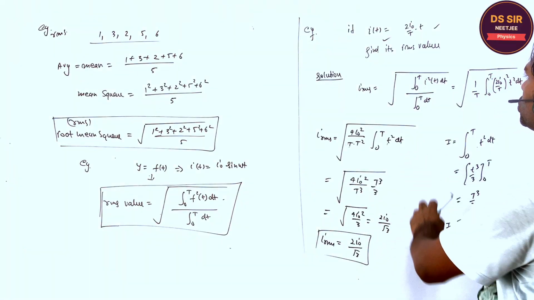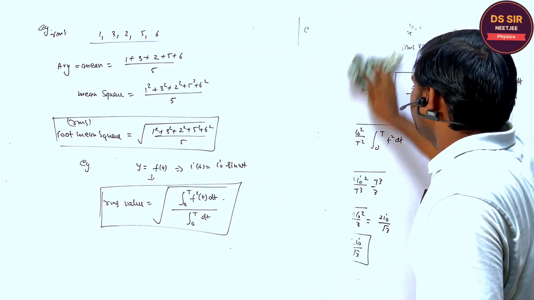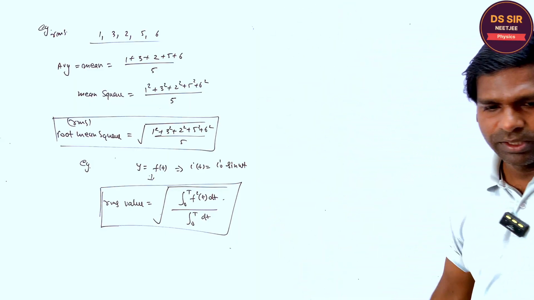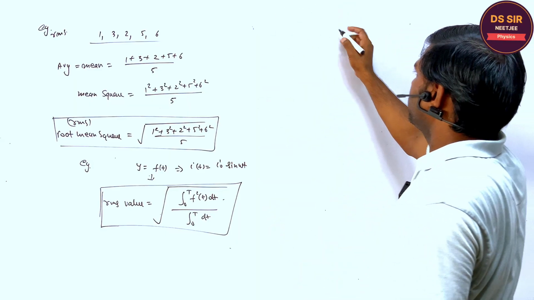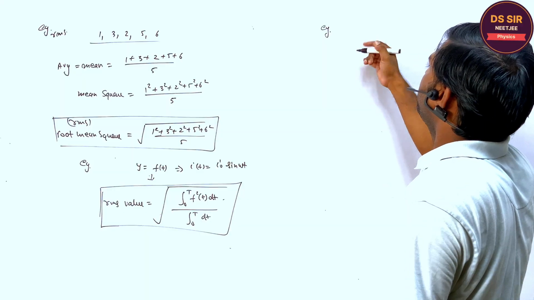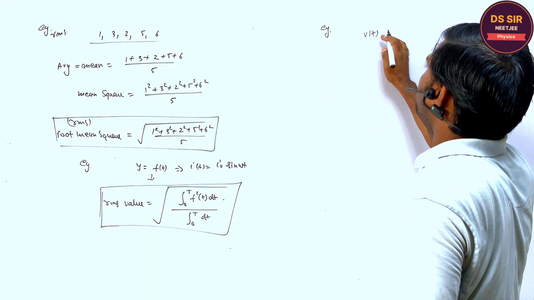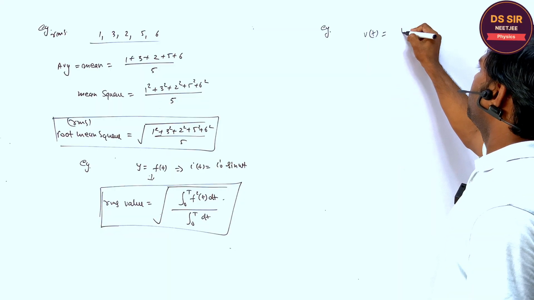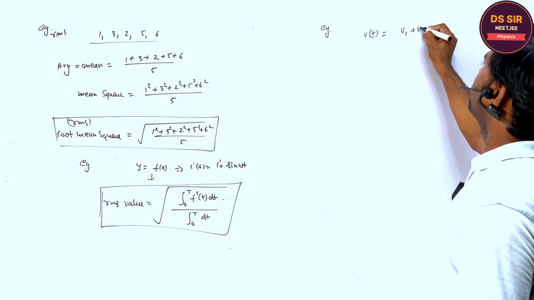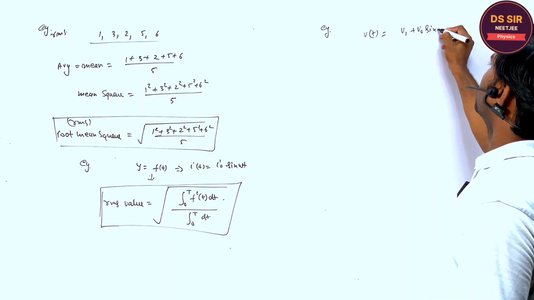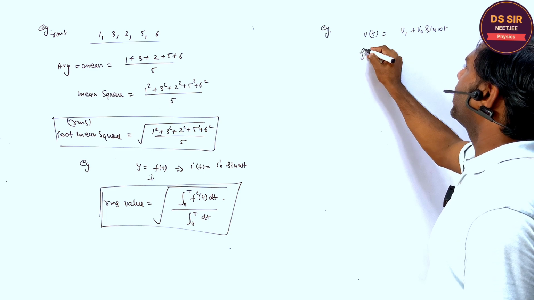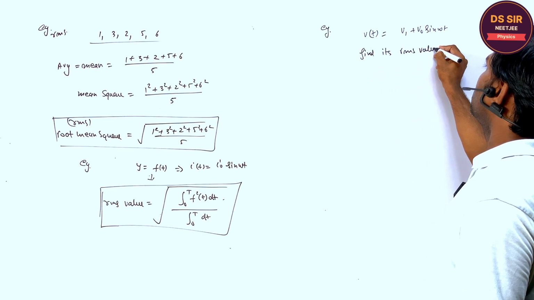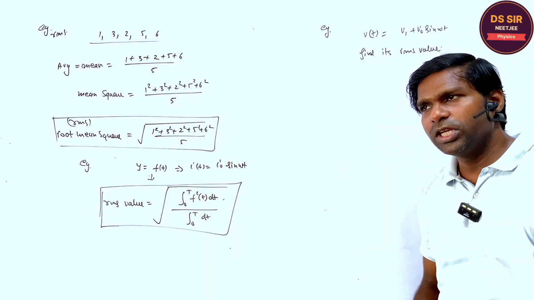So this is the question, right? They can give the current as a function of time t, and you have to find the RMS value. For example, the other example may be in terms of the potential. Suppose this is V(t), the alternating potential, which may be written as V1 plus V0 sin omega t, right? And you have to find its RMS value. So this is the question. The function may be anything.